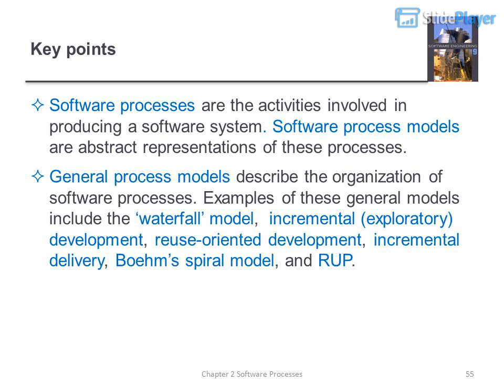Key points. Software processes are the activities involved in producing a software system. Software process models are abstract representations of these processes. General process models describe the organization of software processes. Examples of these general models include the waterfall model, incremental development, exploratory development, reuse-oriented development, incremental delivery, the spiral model, and RUP.